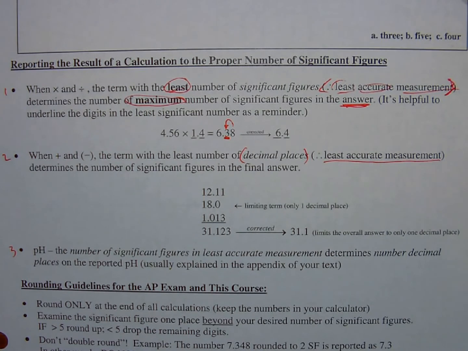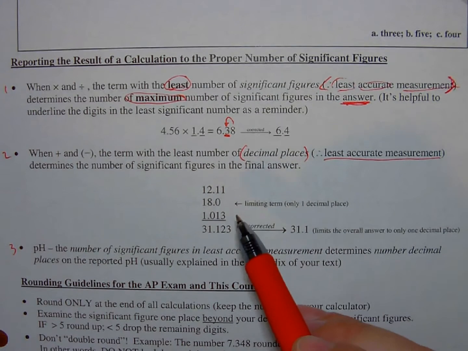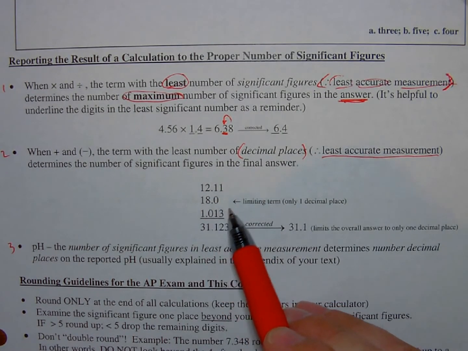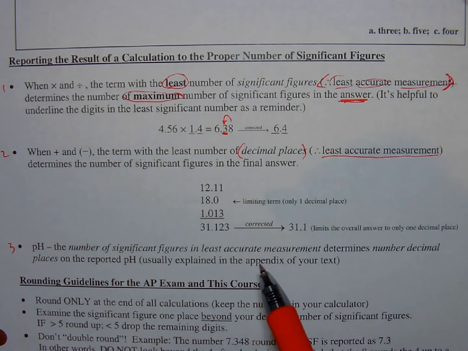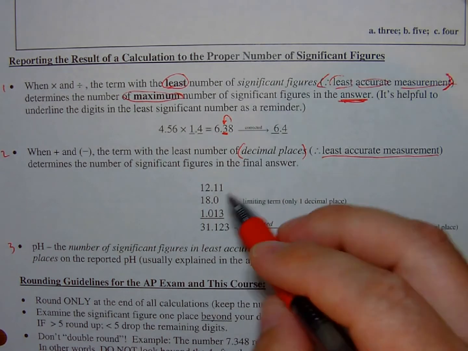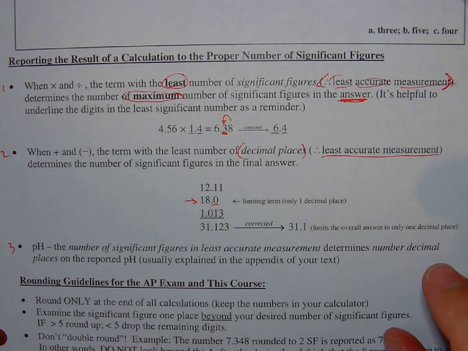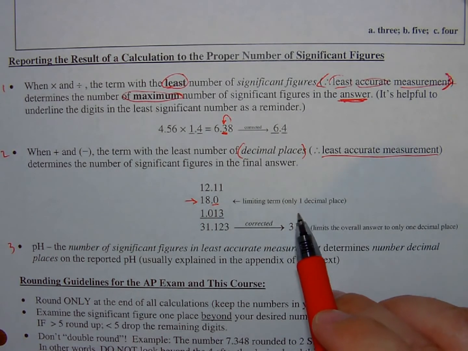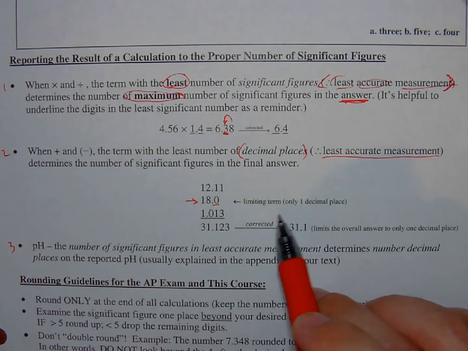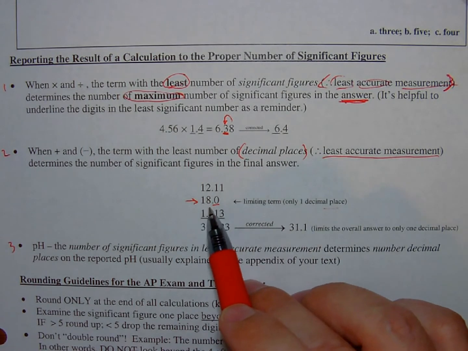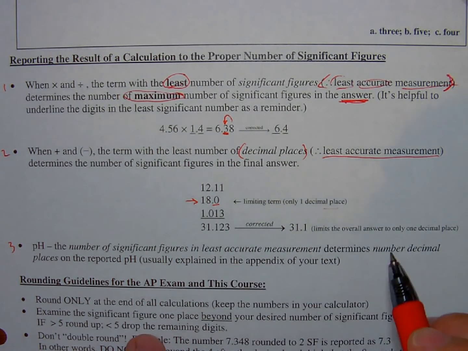It looks a little bit different for multiplication and division versus addition and subtraction, so that's where we're going over this. So I have these three numbers right here, the 12.11, the 18.0, the 1.013. And I look at all these terms and I see that this 18.0 only has one decimal place. And so that means that when I go to give my answer, it has to have only one decimal place. And so this is going to be the number that limits how many decimal places I can use.